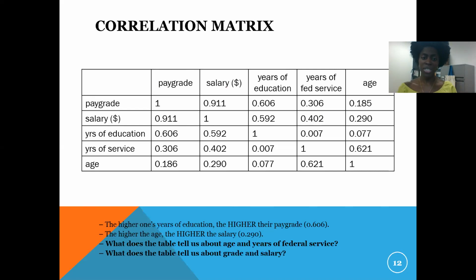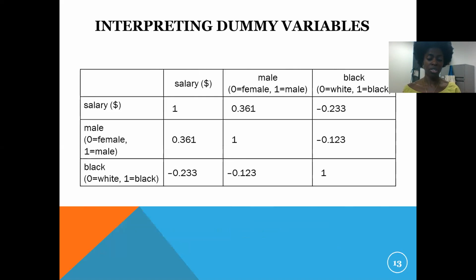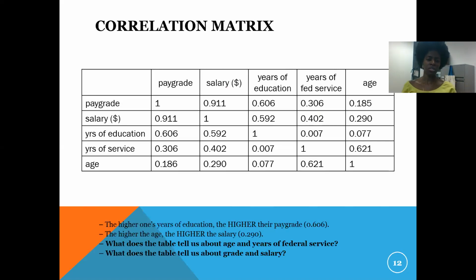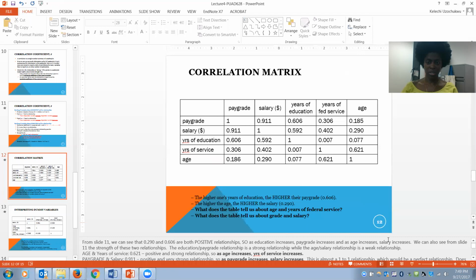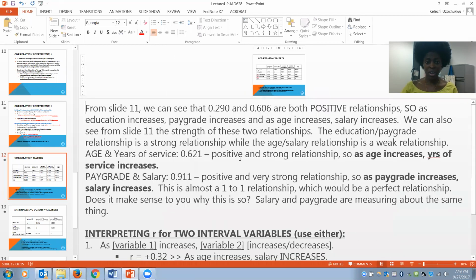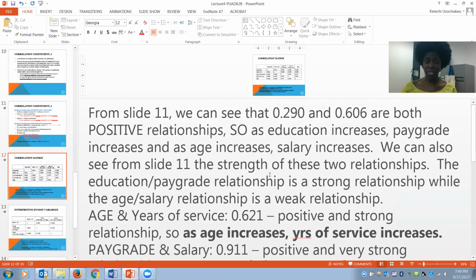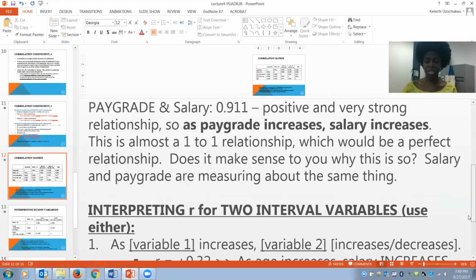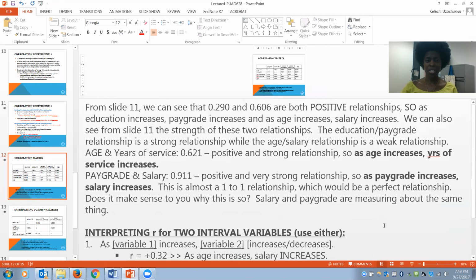And what about grade and salary? Well, we've already done that. The higher your grade, the higher your pay, your salary. And the one thing I want to point out here is that I've provided a very simple, because my mind thinks in equations.